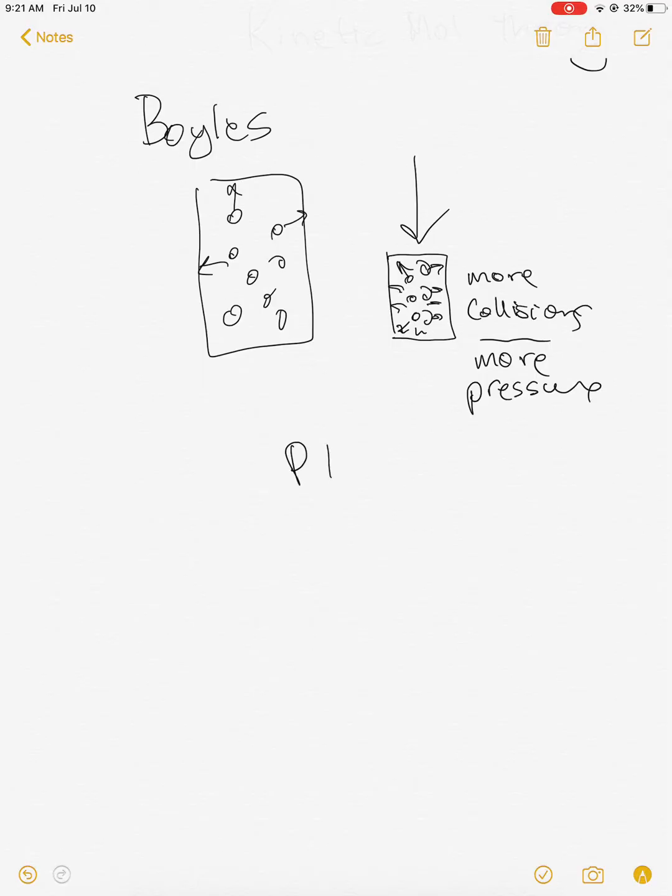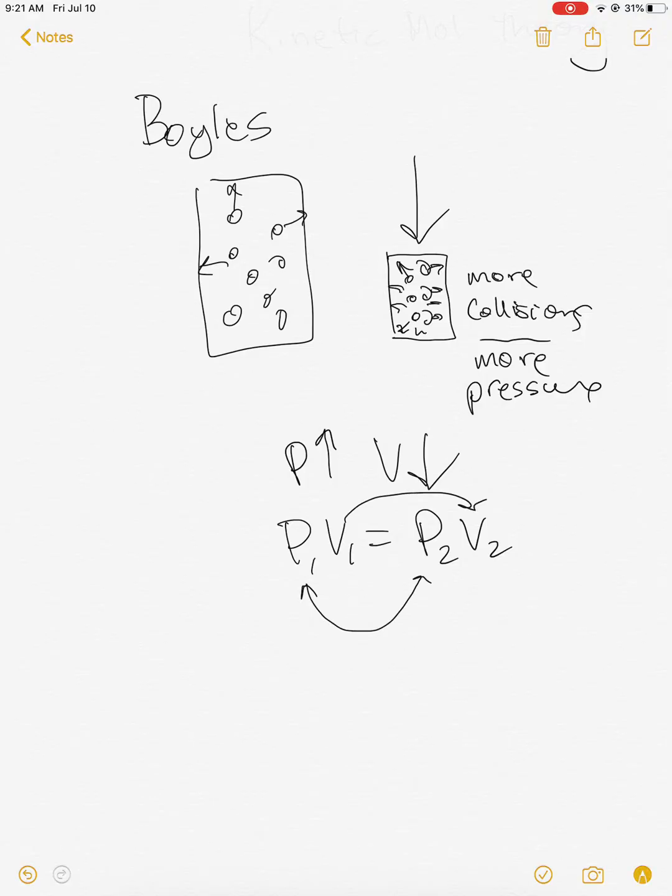So if you increase the pressure, you decrease the volume, okay? And so that's an inverse relationship. So if you know pressure 1 and volume 1, you can get pressure 2 and volume 2. Now, these can be any units of pressure, but they must match up on both sides, okay?